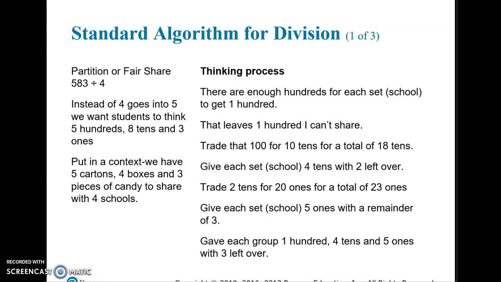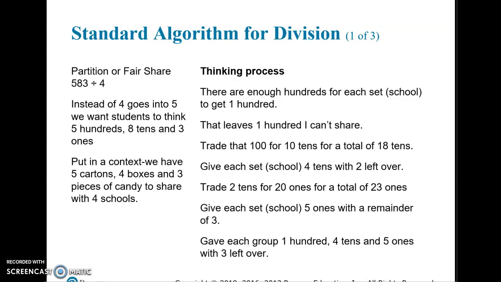I want to share 500, 8 tens, and 3 ones among these 4 schools. There are enough hundreds for each school to get 100. That leaves 100 that I can't share. I'll trade the remaining 100 for 10 tens. That gives me a total of 18 tens.